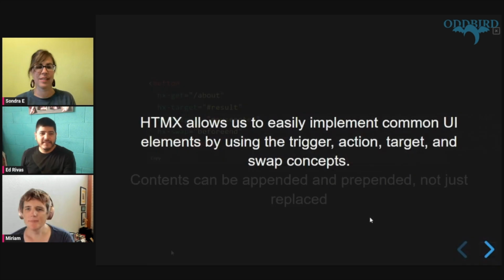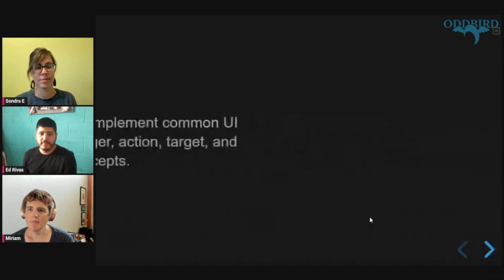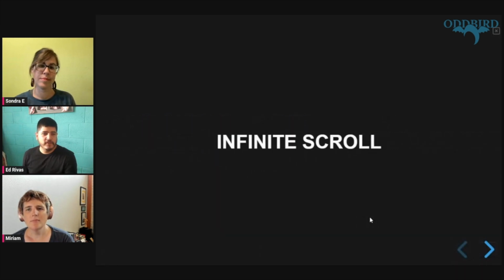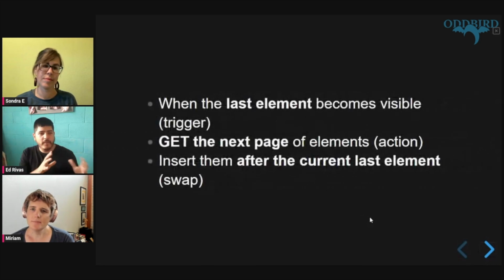Yeah. HTMX will allow us to implement those common UI elements by using the four trigger, action, target, and swap concepts. And the first one is the infinite scroll, right? So if we think of the pattern in this trigger, action and target ideas, we basically want when the user scrolls into the last element and that last element becomes visible, we want to get the next page of elements, right? And then we want to insert them after the current last element.